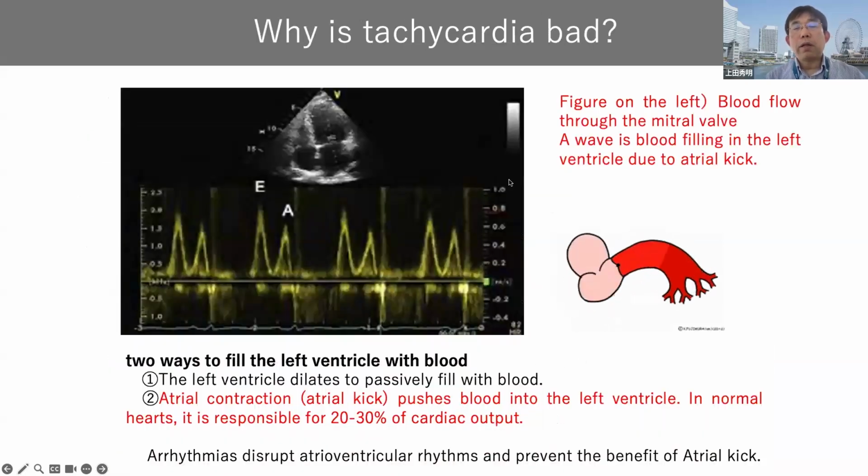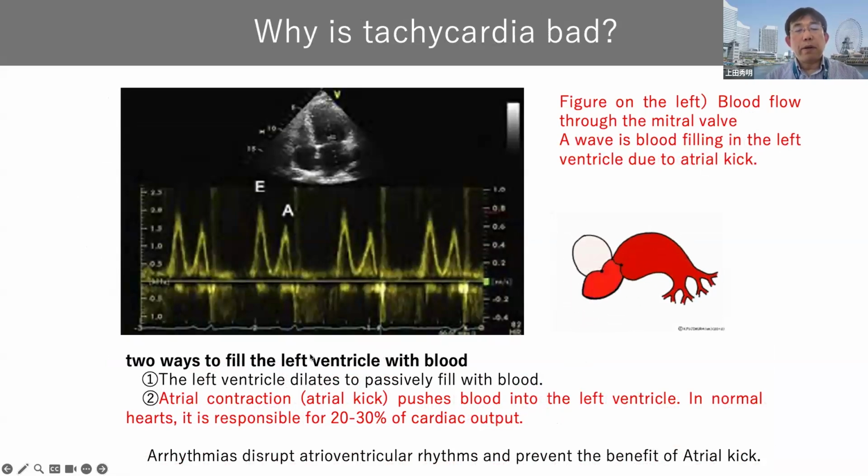So why is tachycardia so bad? The figure on the left shows us the blood flow through the mitral valve. The A wave is blood filling the left ventricle due to atrial kick.